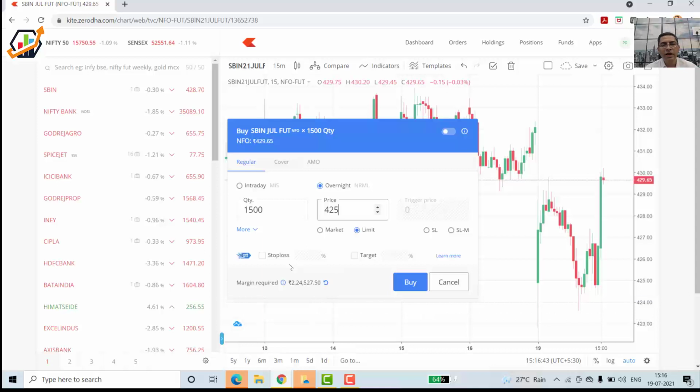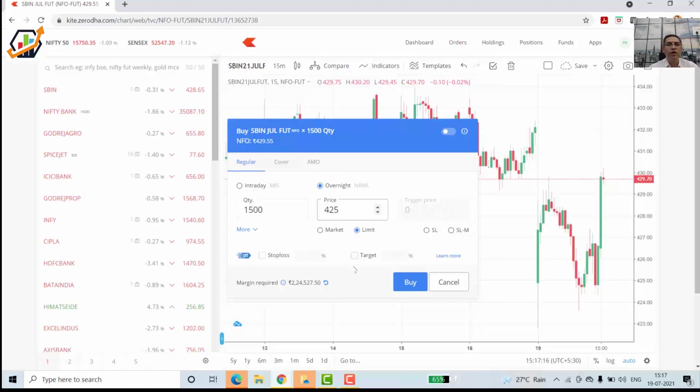You have to take care that you have at least 2,24,527 rupees 0.50 paisa in your account. Only then will this trade get executed. Once you select buy, this order will go through the broker into the exchange, and you can see this order in the order menu over here. After clicking buy, the order gets lodged into the exchange, and whether it has been executed or not, you will be able to find it over here.